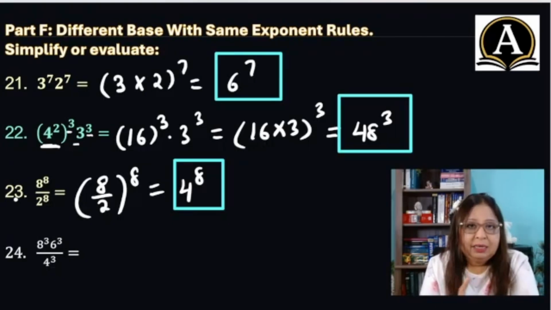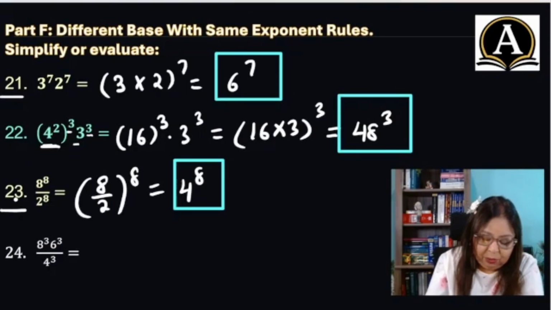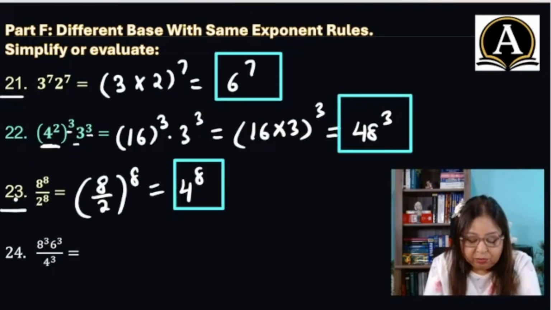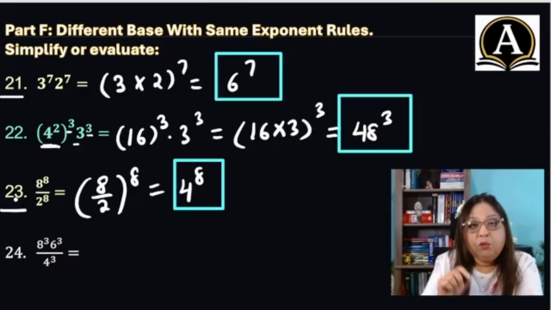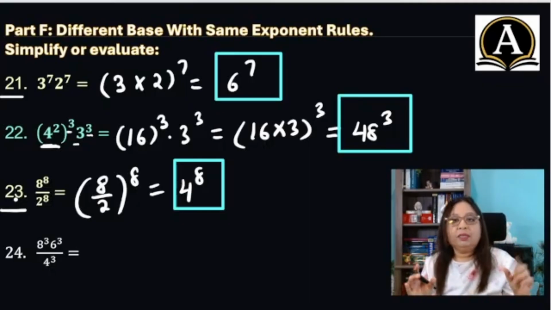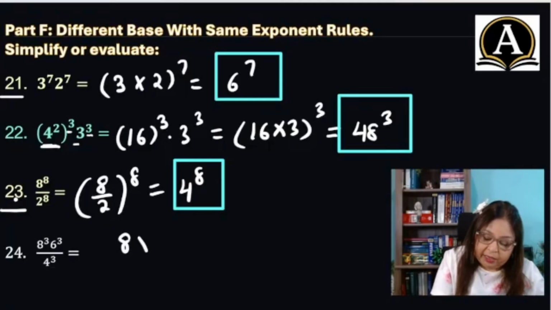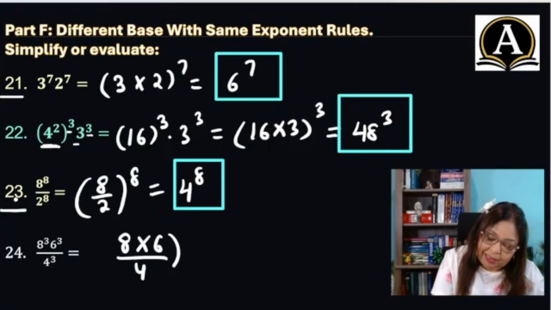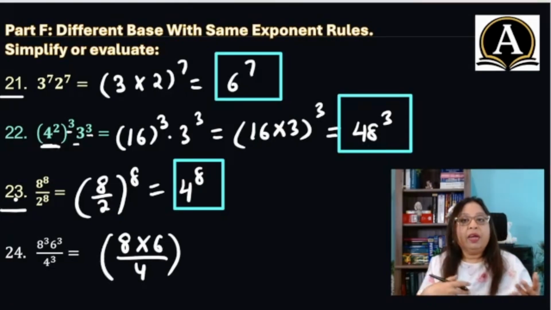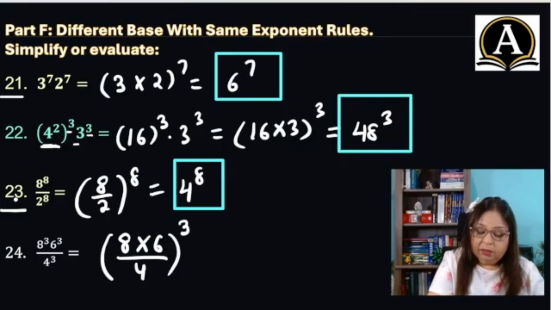Number 24 is a neat hybrid of 23 and 21. Watch this. We have 8 to the power 3 times 6 to the power 3 over 4 to the power 3. So there are a total of 3 bases there, 8, 6, and 4. But they all have the same exponent, 3. So all we need to do is write it as 8 times 6 over 4. The bases are multiplied or divided however they were in the original problem. And we are going to raise this to power 3.